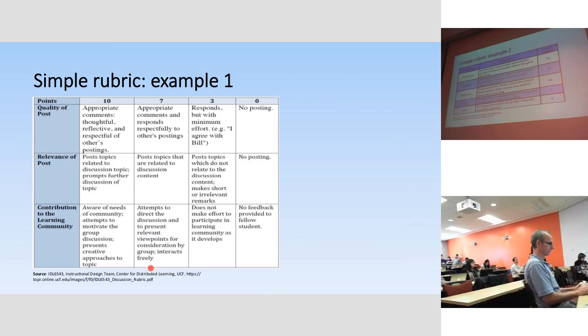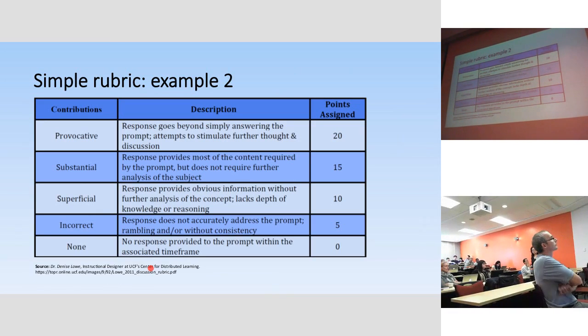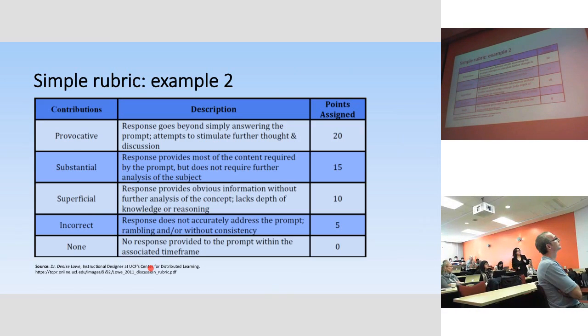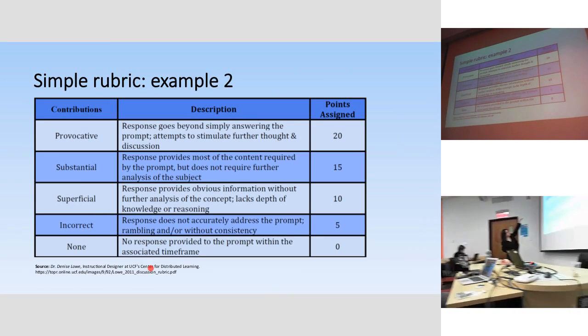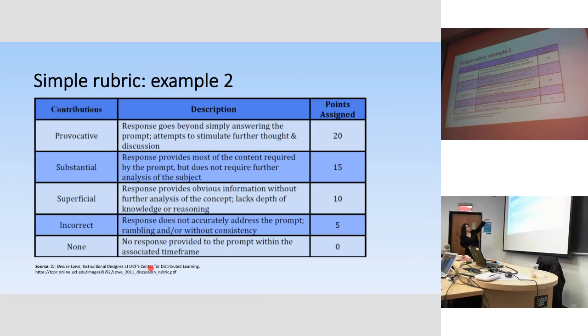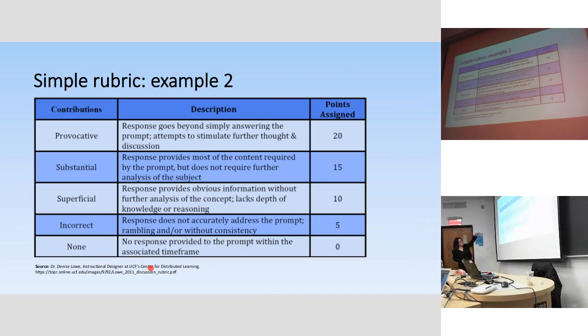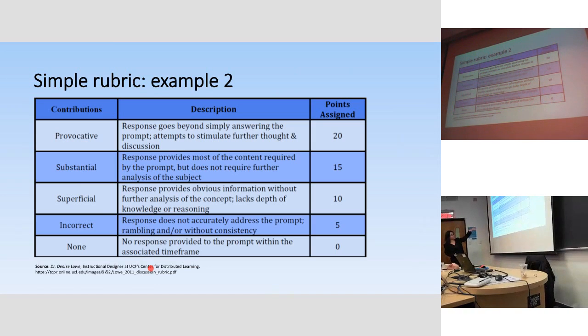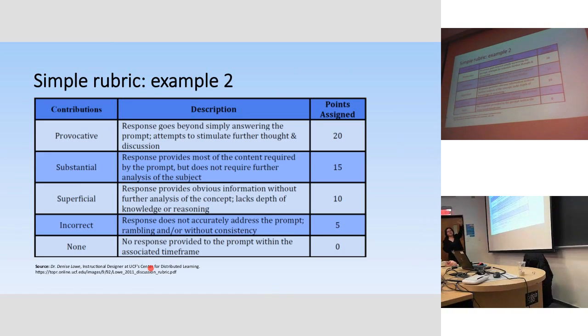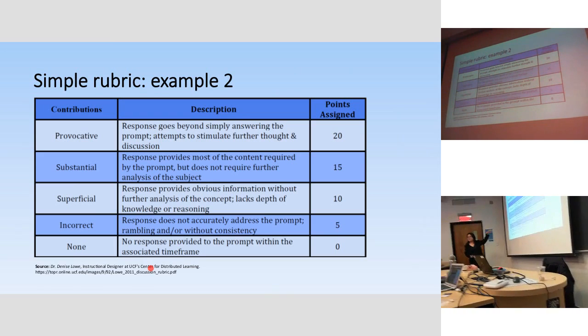A second example. Strictly speaking, this is not really a rubric because it has one criterion. I see it as one criterion: their contribution, with different levels. Is the post provocative or substantial, superficial, incorrect, or none? Just different levels, right? But this will have one criterion.